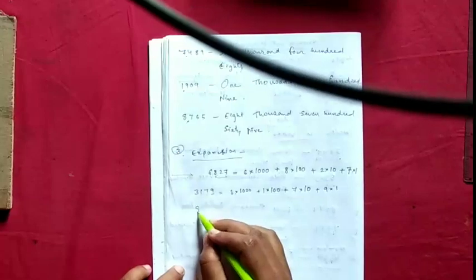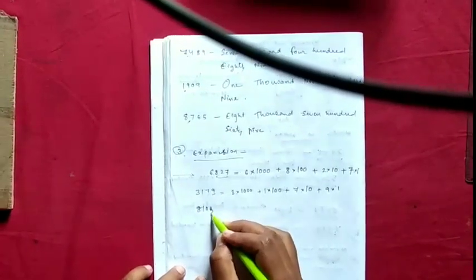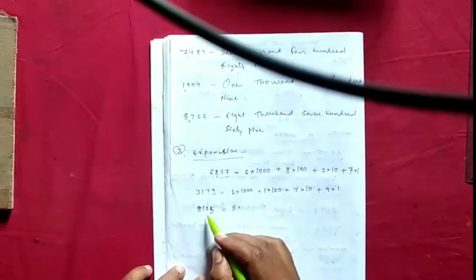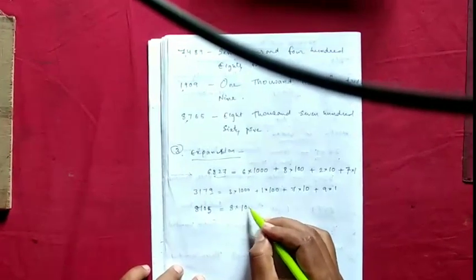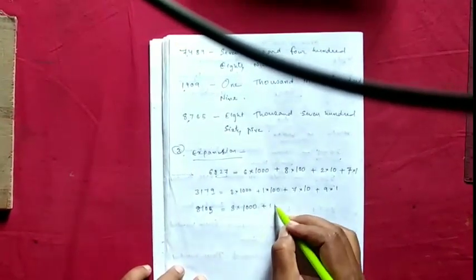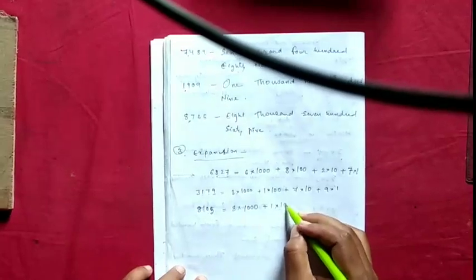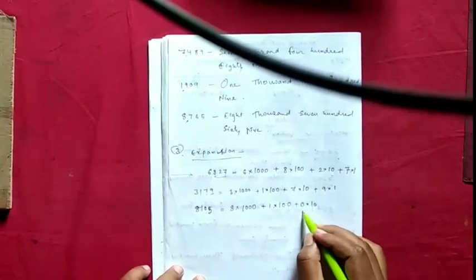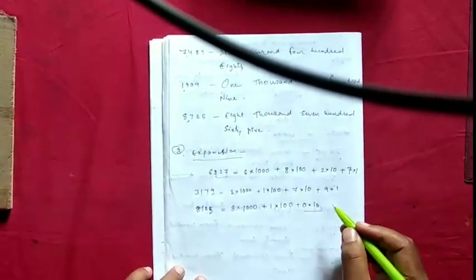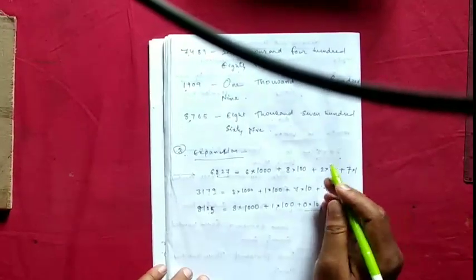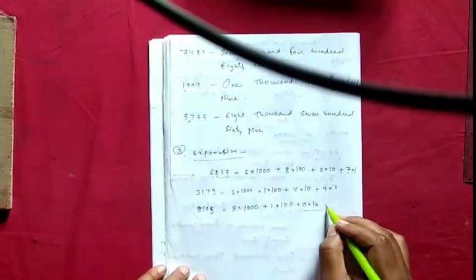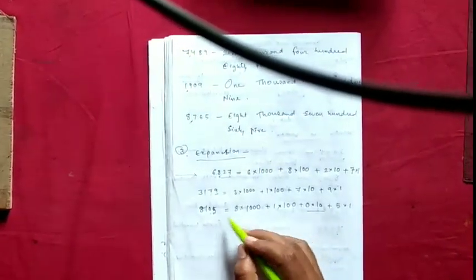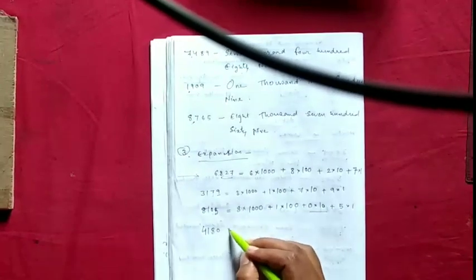Again, 8105. The same thing: start from the left side. 8 into how many numbers? 1, 2, 3. So 8 into 1000, plus 1 into 100, plus 0. So 0 is not needed, 0 into 10. This one you can write or not write, no problem. This is your choice. So 5 into 1.